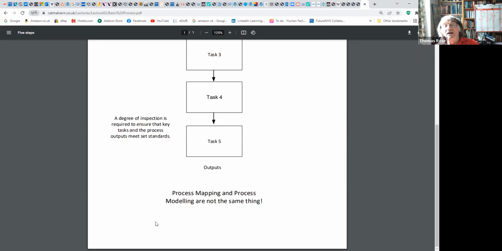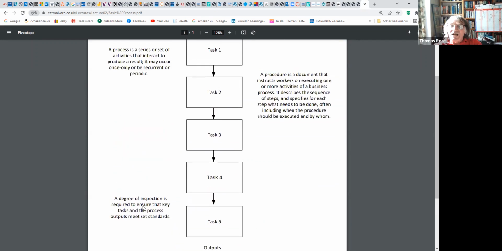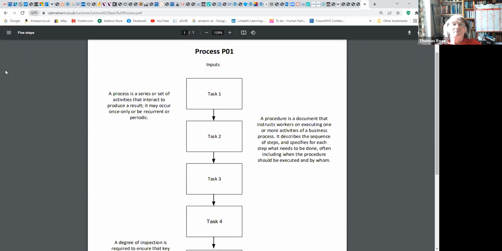Process mapping and process modeling are not the same. And it's process mapping that the NHS need to be doing, not process modeling. Too many people are trying to get people to do process modeling, which is an IT activity. It's easier to do process modeling once you've stabilized your process map. So I'm not saying process modeling doesn't need to be done. I'm just saying that we don't need to do it.